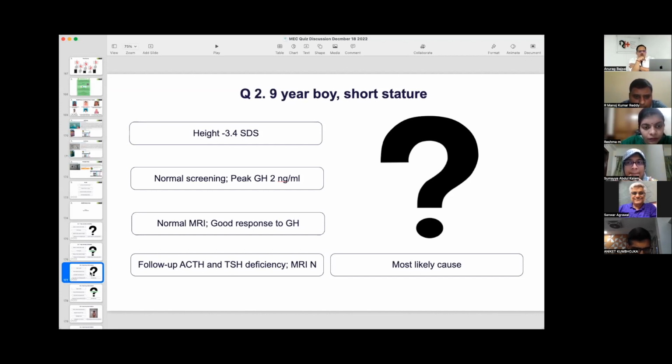What is the most likely cause? So isolated GHD progressing into a multiple pituitary hormone deficiency. So this can be a genetic defect like PROP1 mutation, which after GH, ACTH and TSH later on develops.